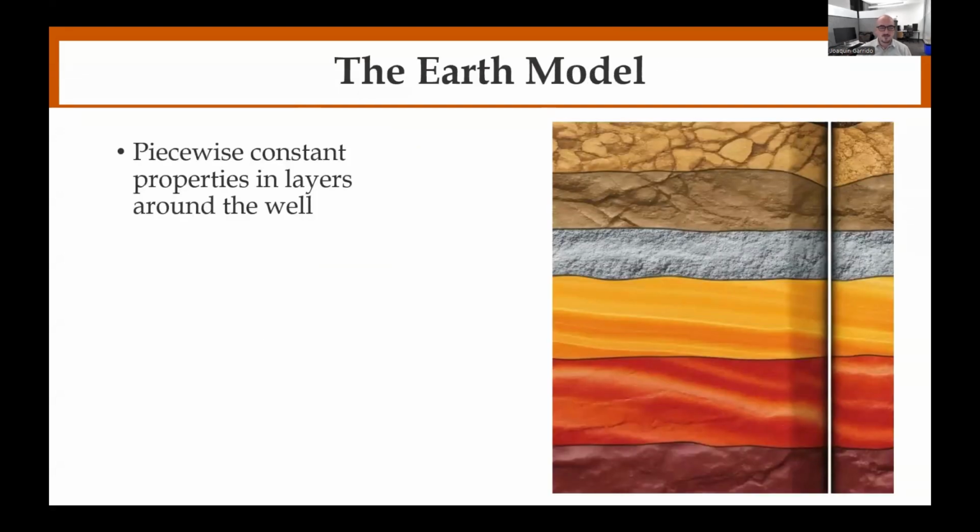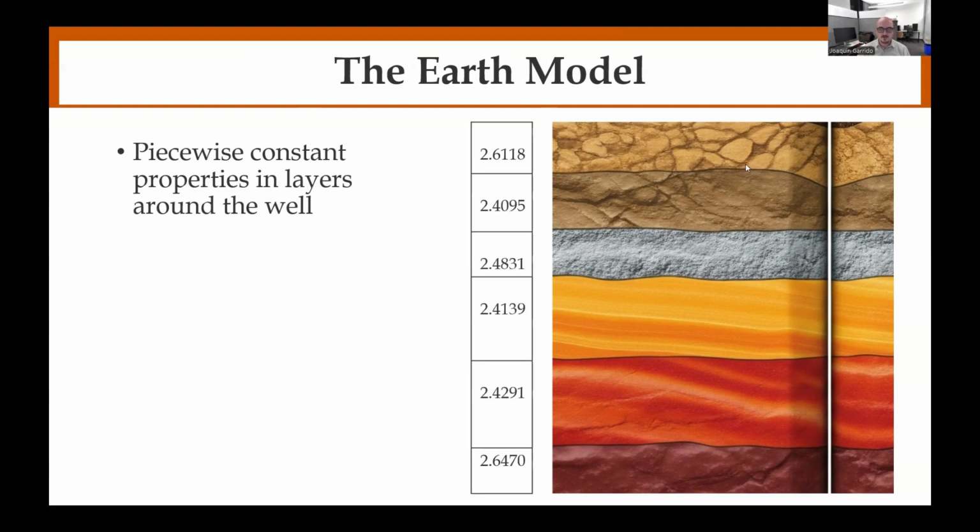Now, going a little bit more into the Earth model, what do we mean by an Earth model? In few words, it's a piecewise constant set of properties in layers around the well. Suppose that you have a well that has fairly horizontal layers. In the model, they're going to be 100% flat, not horizontal. They can have a dip, they can have an angle, and the trajectory doesn't need to be straight down, but it's good enough for what we want to show.